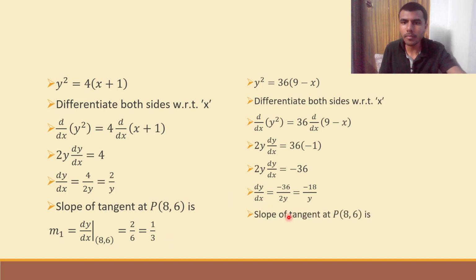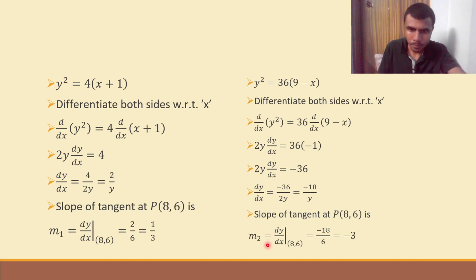Likewise, slope of tangent at P(8, 6), at the same point, I am going to find the slope of the second tangent. It is m2 equal to dy by dx at (8, 6), and here y is 6, so minus 18 by 6, which is nothing but minus 3. I hope things are clear up till now.